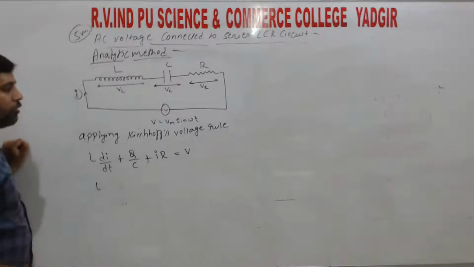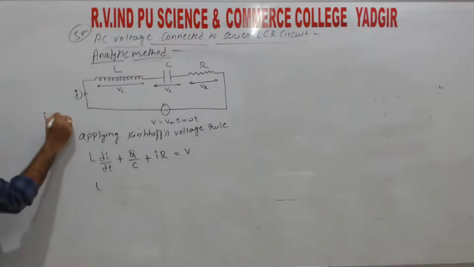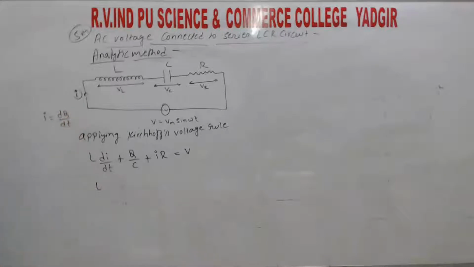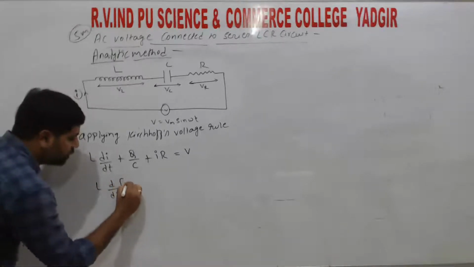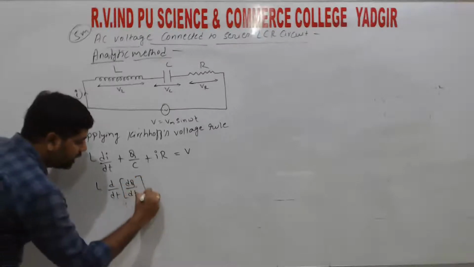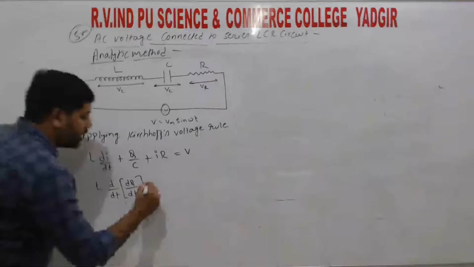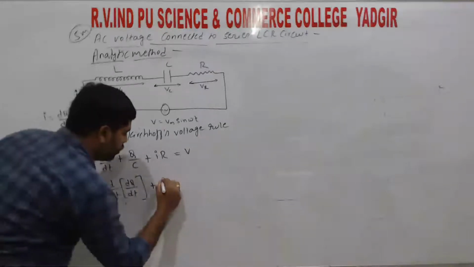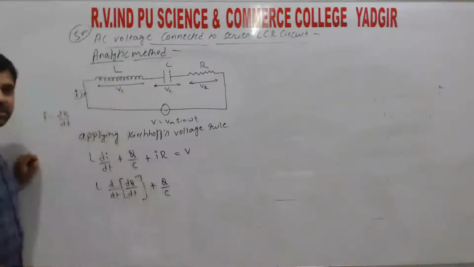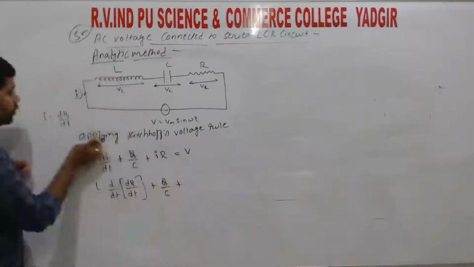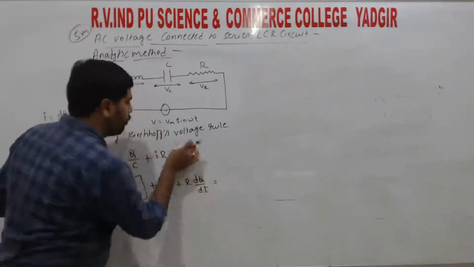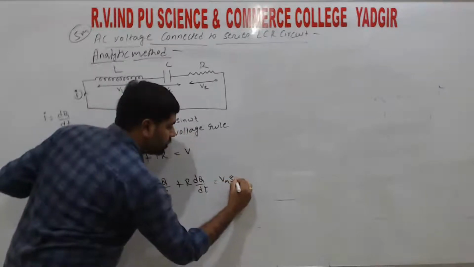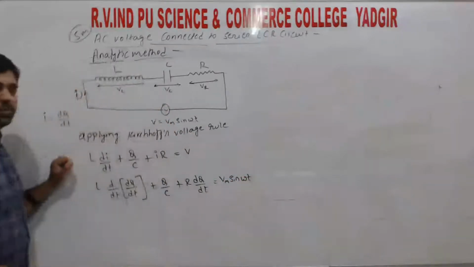So L into, we know that current I is equal to dq by dt. This is from the definition of current, that is the rate of change of charge with respect to time. So in place of I we can write dq by dt, plus q divided by c, keeping as is, plus again substituting the current, R into dq by dt, that is equal to V, which we wrote as Vm sin omega t.